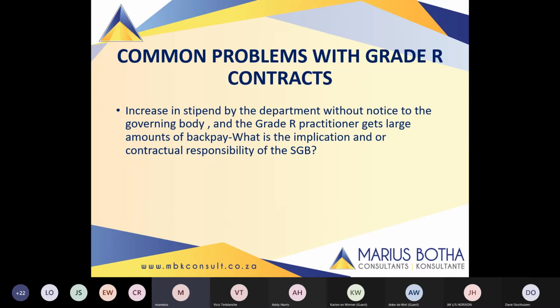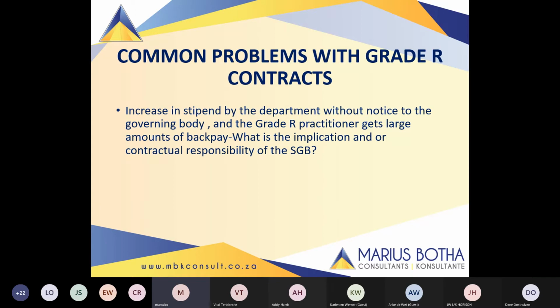Common problems we have with grade R contracts, furthermore, is increase in stipends by the department without notice to the governing body. And also the school is not notified in time. So what happens now, if we give the person a contract and we identify the salary will be 20,000 and it's compiled from a stipend plus the SGB, but we are not specific about what's the gross salary, the stipend increases. And then what happened very recently is that you get grade R practitioners, due to a huge SGB payment, that are earning 31 to 32,000, more than a lot of senior staff members employed by the government. And the proposed interim arrangement actually states that a grade R practitioner should not be able to earn more money than what the basic introduction level of a department post level 1 person would be.